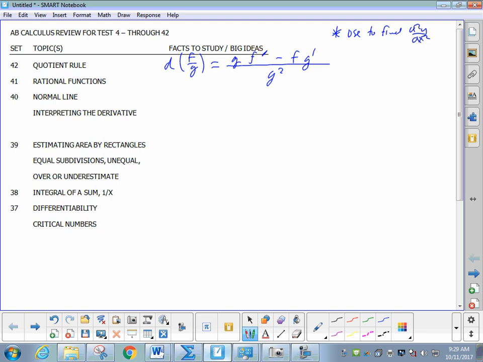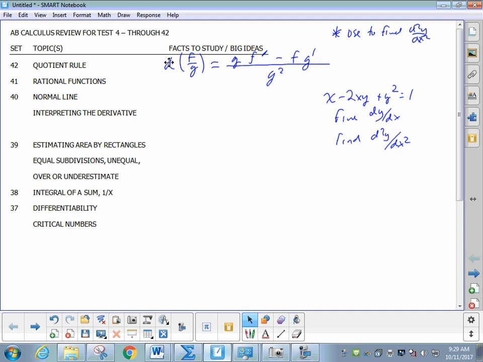And would you try this problem here? Given x minus 2xy plus y squared equals 1, find dy/dx first, and then find the second derivative. Try that, please. The first derivative should not require the quotient rule. The second derivative will.